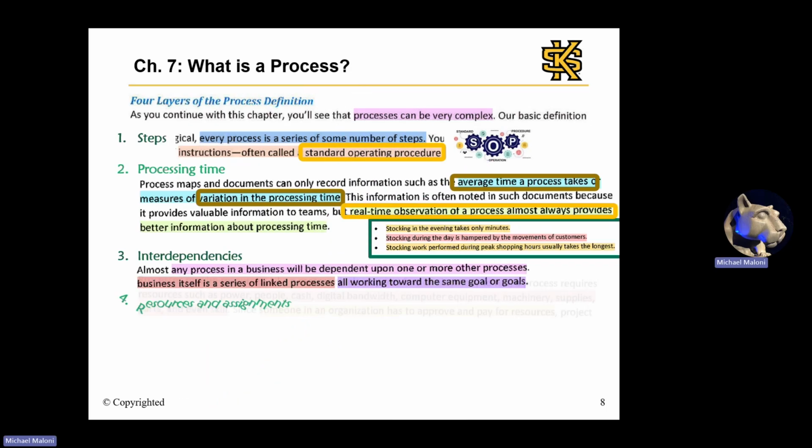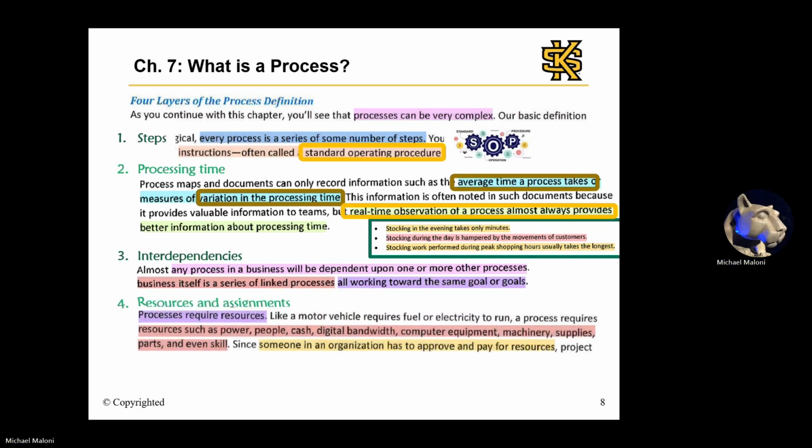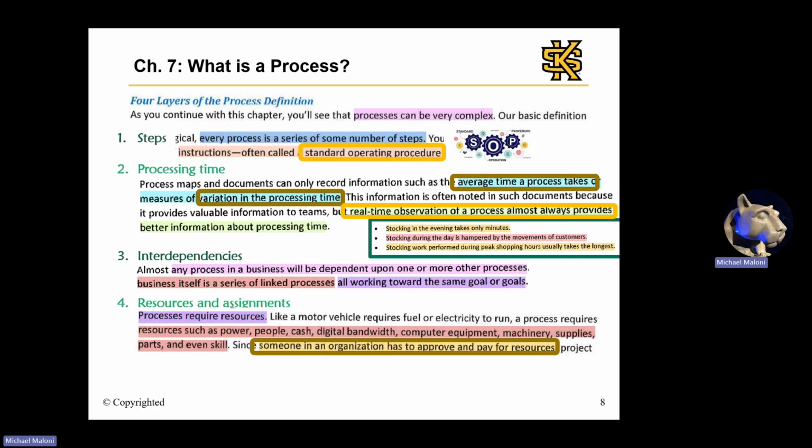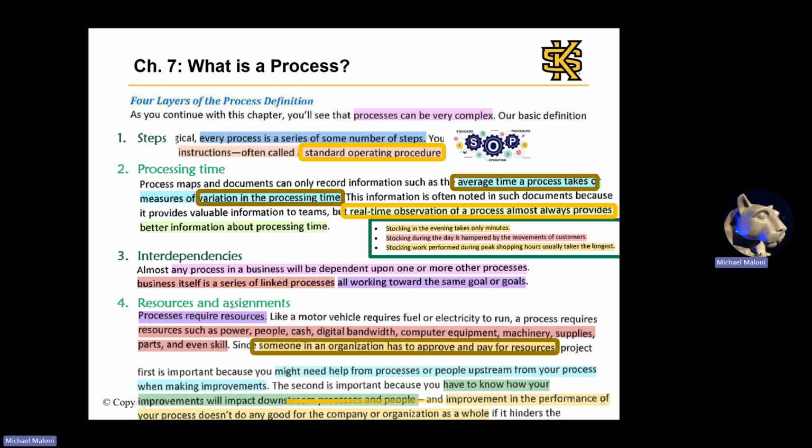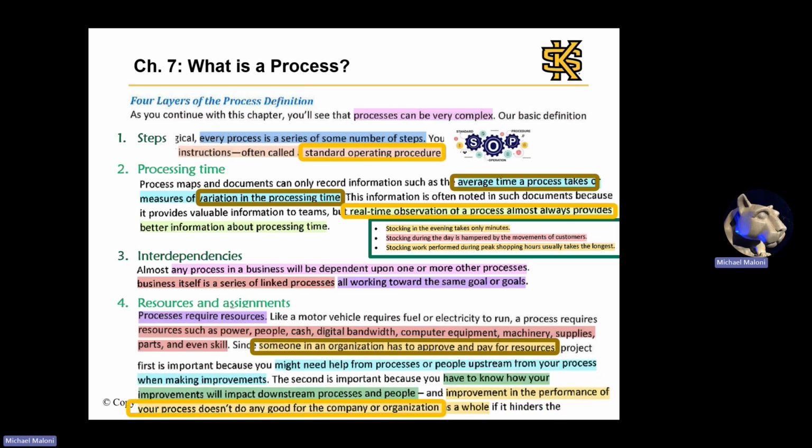And then number four is resources and assignments. Processes require resources such as labor, equipment, data, money, technology, and so forth. To fix a process, you have to understand who controls the resources, such as who approves and pays for them. So if we put all of these ideas together, fixing one isolated process will have a minimal overall impact on the organization unless you understand the effects of the changes on other processes.